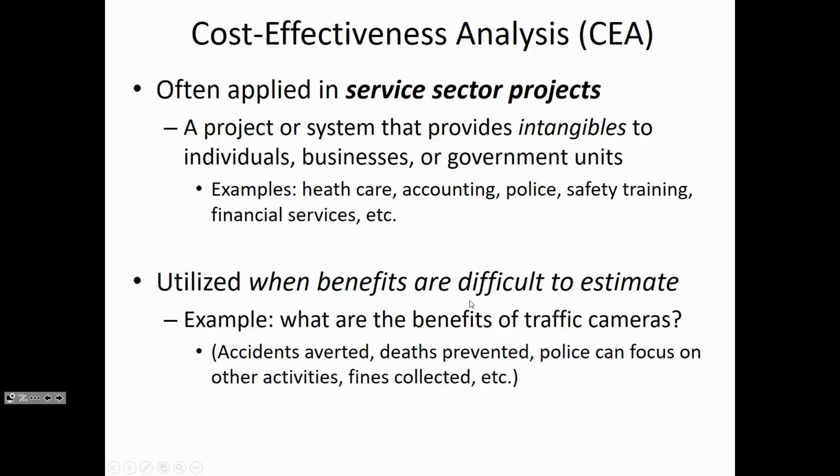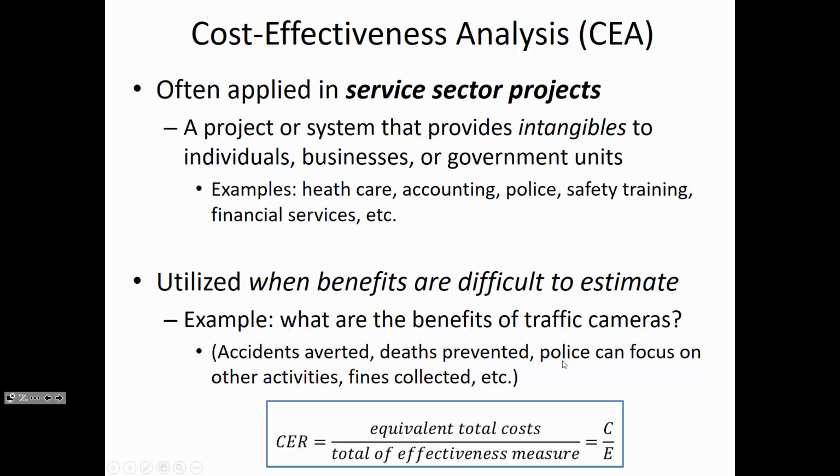The same thing is true for police work. You can't say what's the economic benefit of having an officer on the street as they're going about their shift. Maybe they prevent a crime, maybe they help get a cat down out of the tree, I don't know. Police officers do a wide range of things, but assigning a dollar value to each one of the tasks that they do through the day is maybe a little bit unrealistic. And so what we're going to do instead in cost effectiveness analysis is just look at costs rather than trying to focus on the benefits.